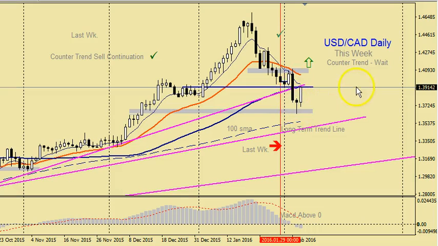Okay. This week, though, for price to continue going higher, I would wait until price comes all the way up to this resistance area in gray.